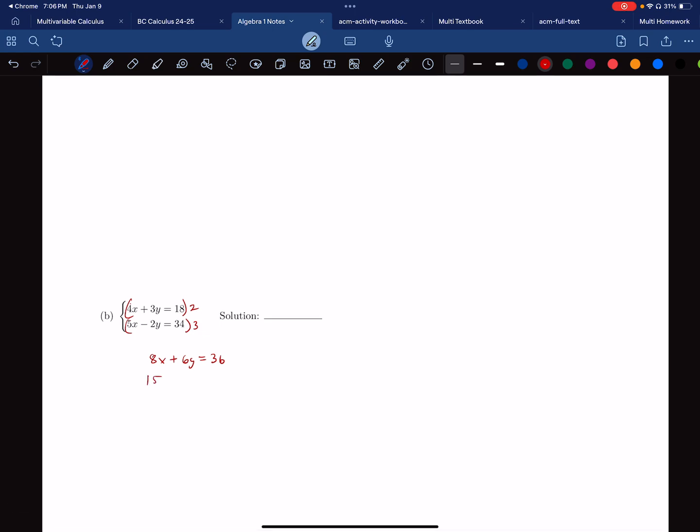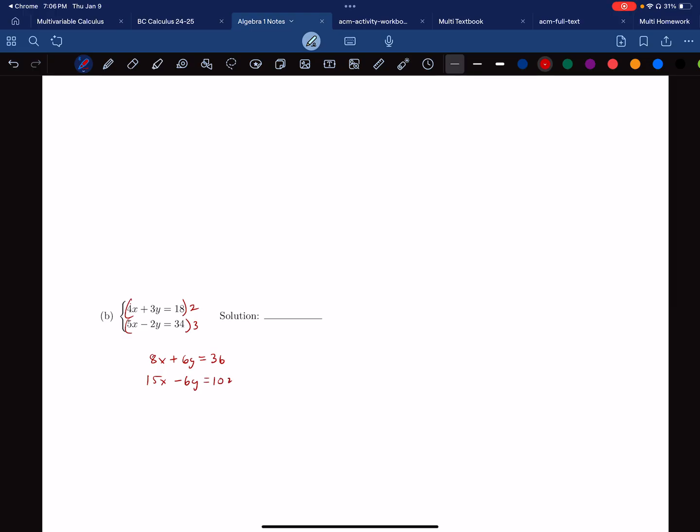And then I have 15x minus 6y is equal to 34 times 3. So 30 times 3 is 120. And 3 times 4 is 12. That's 132. We're going to check that. That's 12, carry the 1, that's 9, 10. Well, glad we checked that because 3 times 30 is actually 90, not 120. So I should get 102.